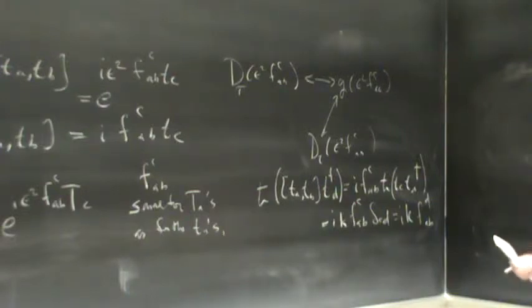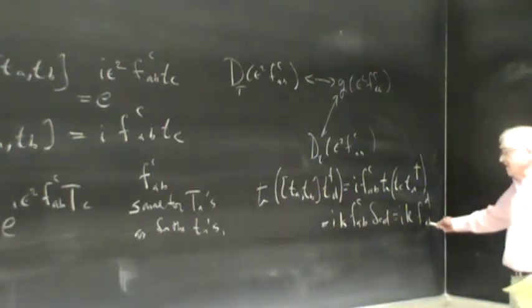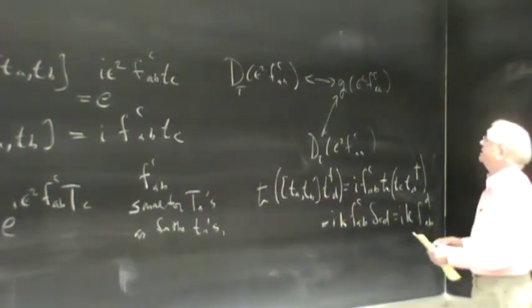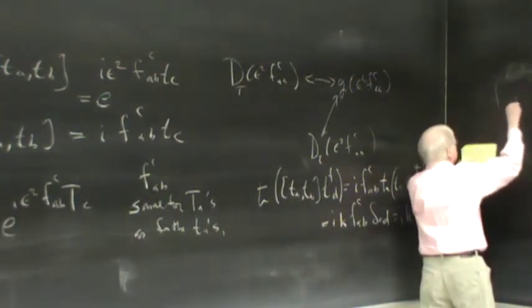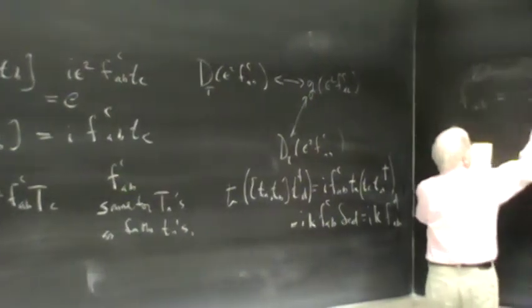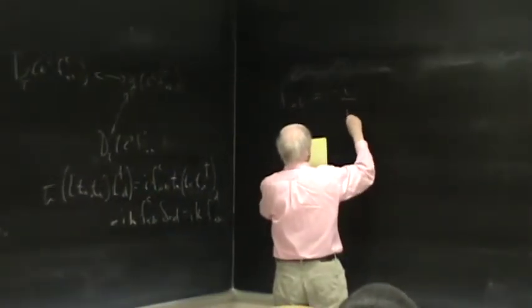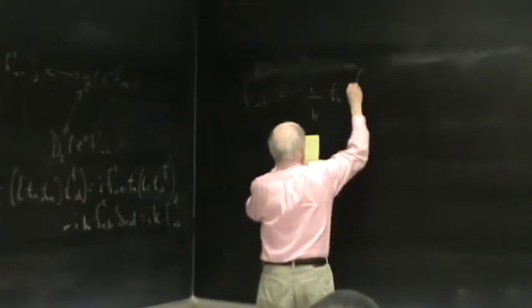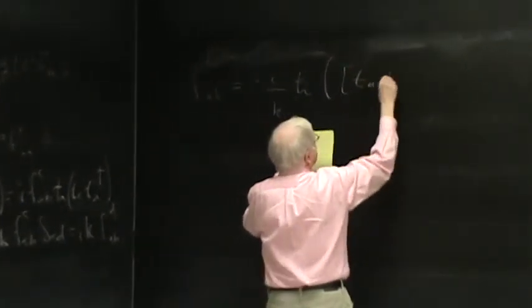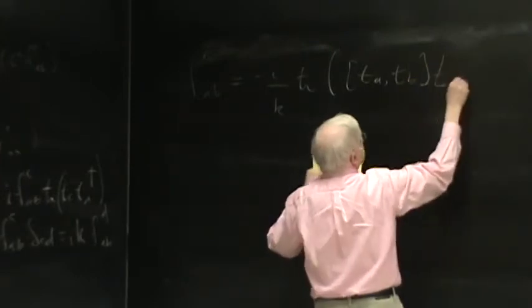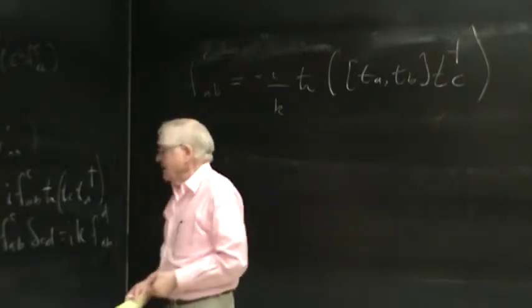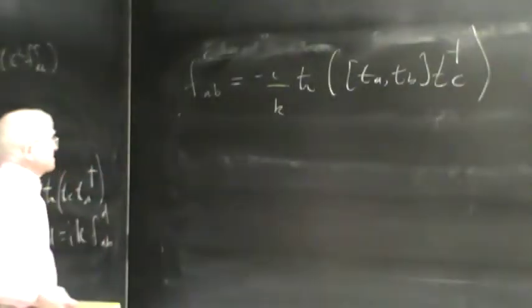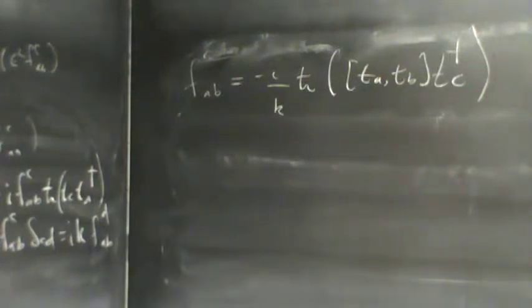Okay, so then we have a formula here for the structure constants, namely that we can say f^C_AB is equal to minus i over K trace of TA TB TC dagger. And so that's a general formula for compact or non-compact groups.